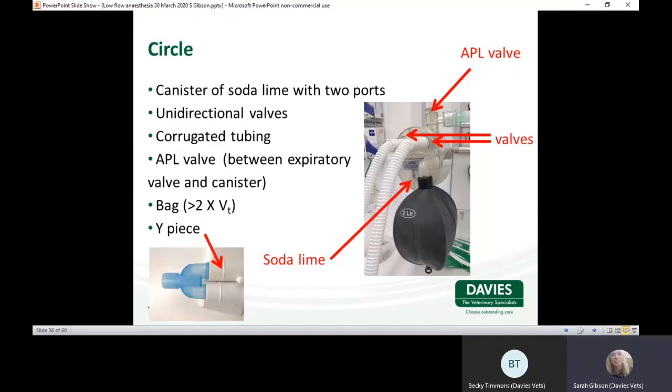So a circle has the following components. There's a canister of soda lime. This absorbs the carbon dioxide and has two ports to which the tubing attaches. There are two unidirectional valves, one inspiratory and one expiratory, so that gas can only flow in one direction around the circuit. The tubing can be used in different widths. So this photograph contains a 22mm diameter tubing. The Humphrey ADE uses 15mm smooth bore tubing. There's also a reservoir bag, which should be at least twice the tidal volume, and a Y piece, which you can see at the bottom left.